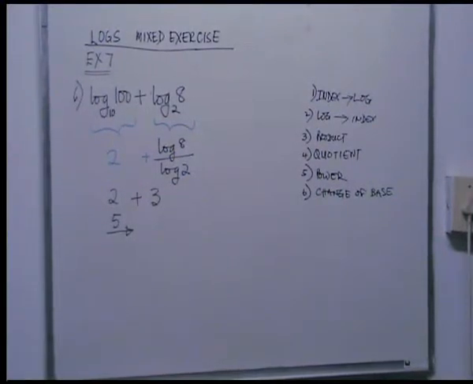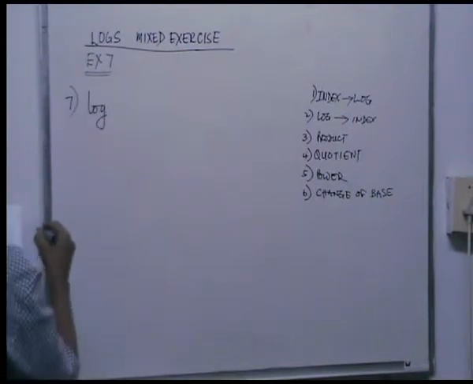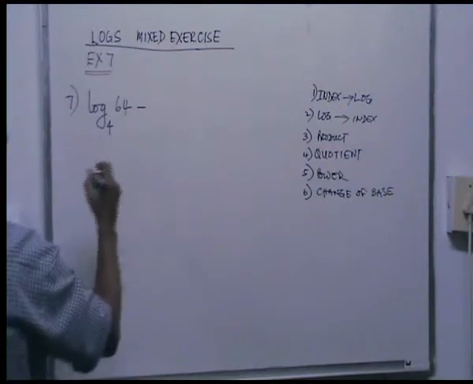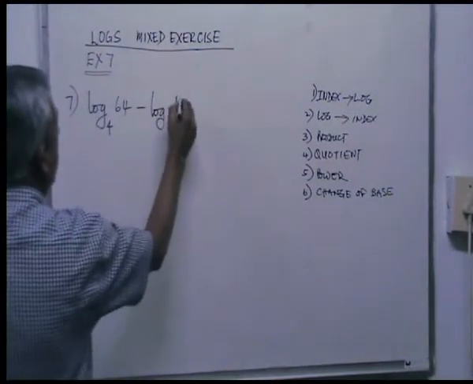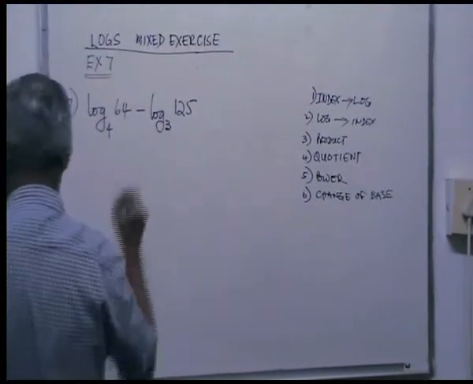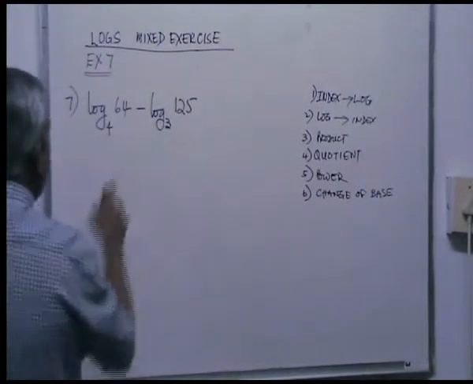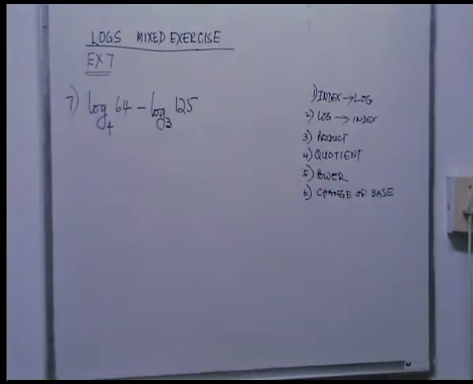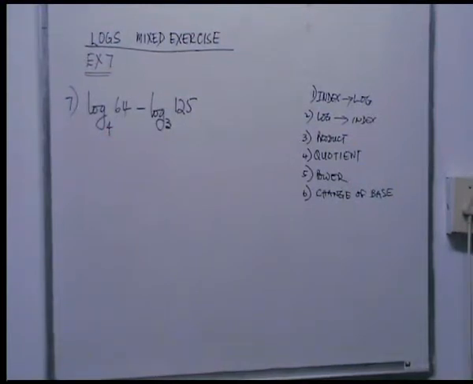Alright, let's move on to number 7. Number 7, you have log 64 to the base 4 minus log 125 to the base 3. Now, when you look at this, you get tempted. You can see a minus sign there, and you feel you can use the quotient law, but you can't because the bases are not the same. So just like number 6, you'll have to do it part by part.